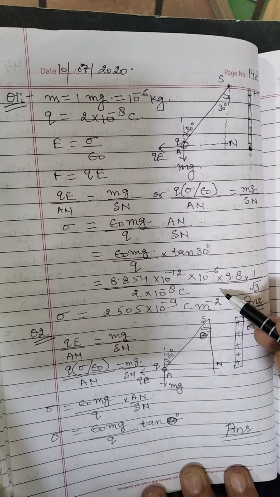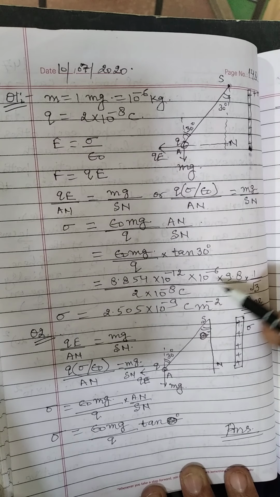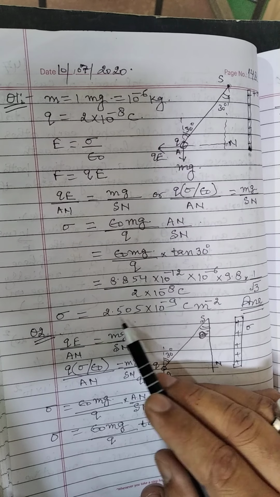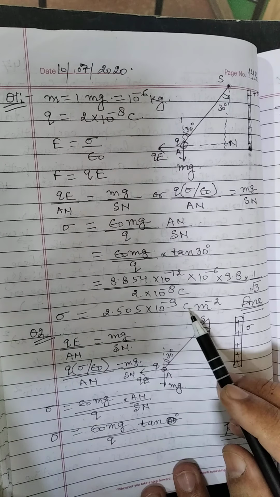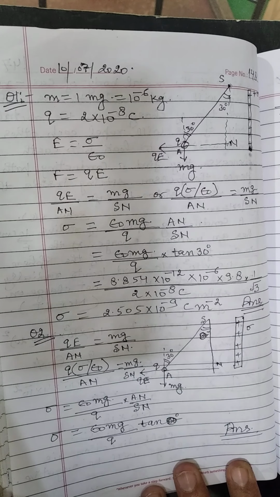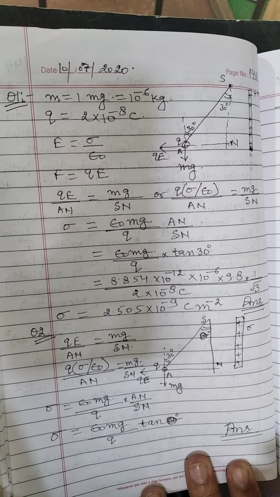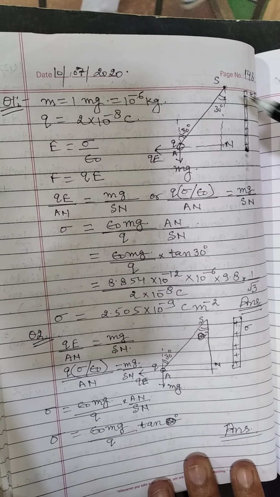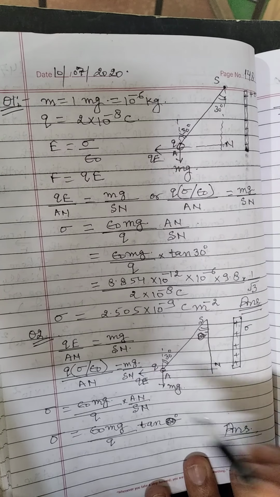Calculation, children, you have to do by yourself. I am not going to calculate on this copy. Sigma is equal to 2.505 × 10^-9 coulombs per meter square. If the answer is not tallying, in any case, then you can ask your queries on the WhatsApp group.